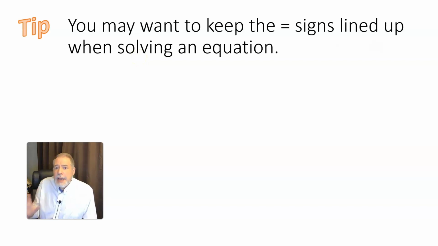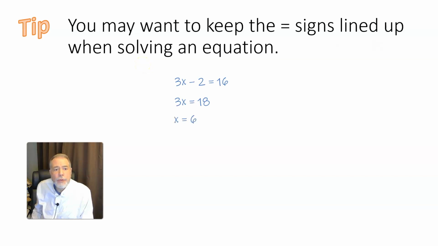And as a tip, when you're solving an equation and you're going from one step to the next, you may want to keep the equal signs lined up directly above one another. So there's nothing wrong with writing something like this. You have the equation 3x minus 2 equals 16. You add 2 to both sides, divide both sides by 3, and get your solution. But if you can keep track of that, you don't have to line up the equal sign.